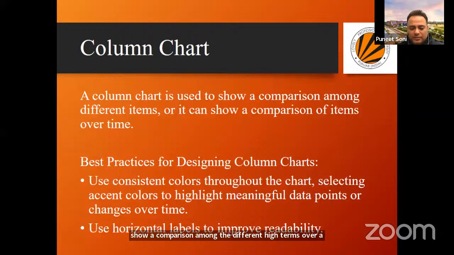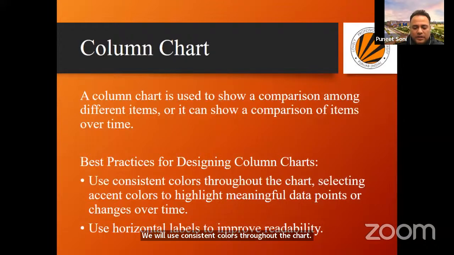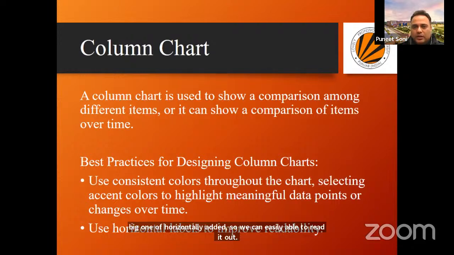And what is the best practice for designing a column chart? You can use consistent colors throughout the chart and select accent colors to highlight the meaningful data points. Use horizontal labels to improve readability. Suppose we have added the data labels in the previous chart which we have created. The labels were horizontally added, so we can easily read what is extracted out of the data set.